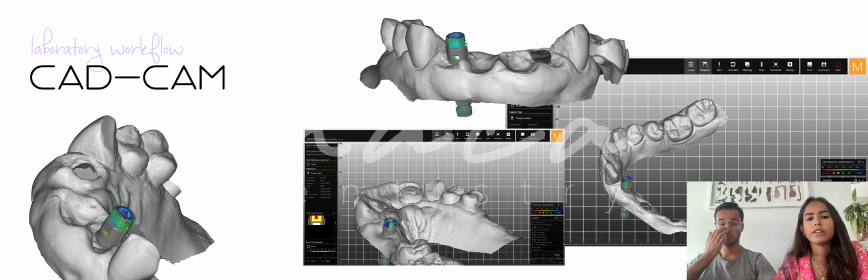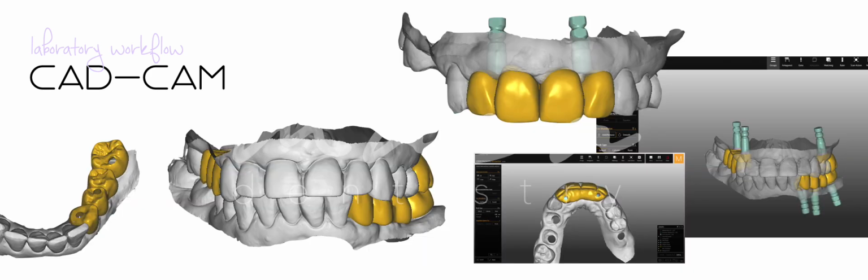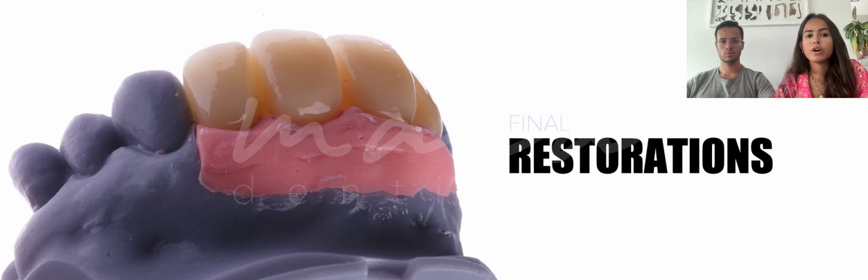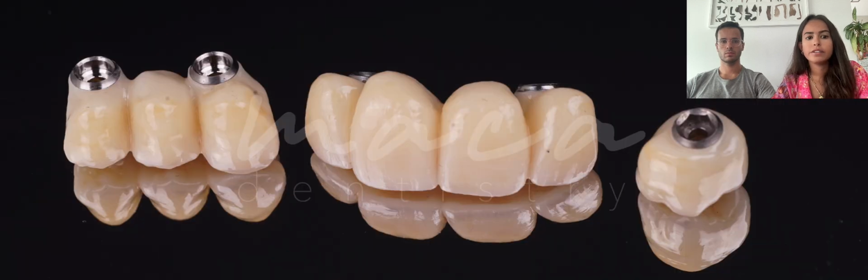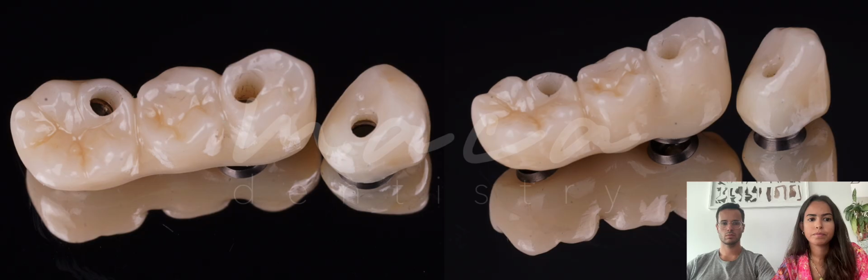And now we jump to the laboratory workflow, where we can appreciate some steps of the CAD/CAM process. Here as well, the design completed, ready to mill. And finally, we obtained our final restorations. These are zirconia restorations produced with CAD/CAM technology.